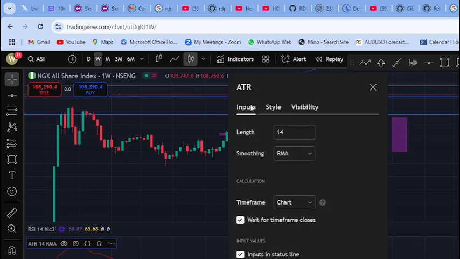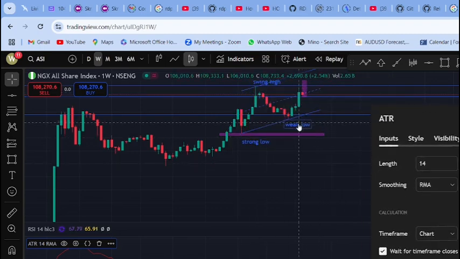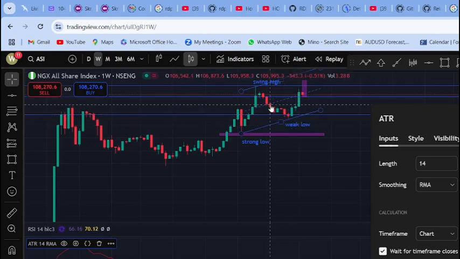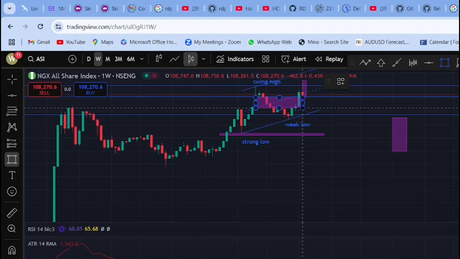This is just visibility, but what we are interested in is the input. By default, it comes with 14. What it means is that it's taking the average based on 14 candles. 1, 2, 3, 4, 5, 6, 7, 8, 9, 10, 11, 12, 13, 14. So the 14 will end here. Let me draw this box just to take the 14 candles. So from here to here is actually 14.